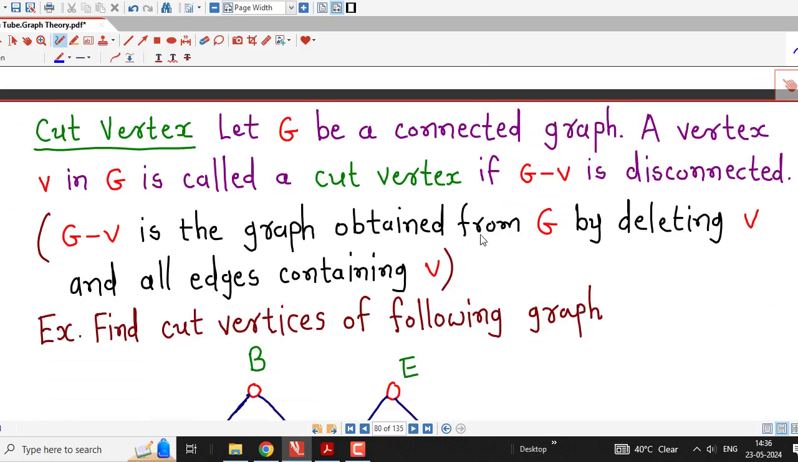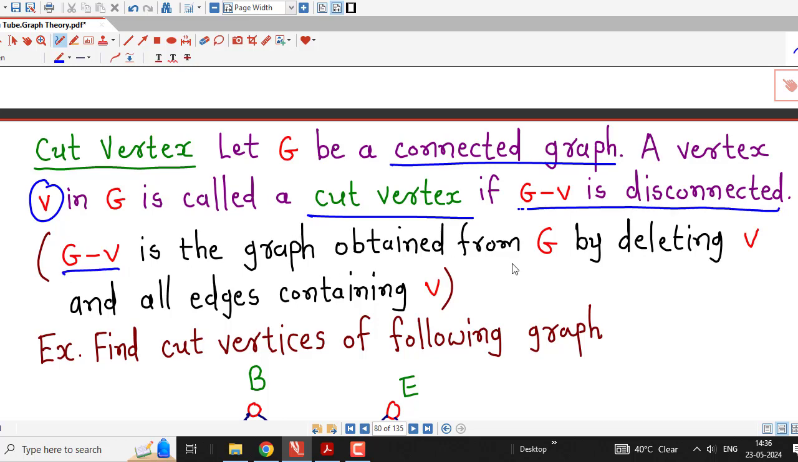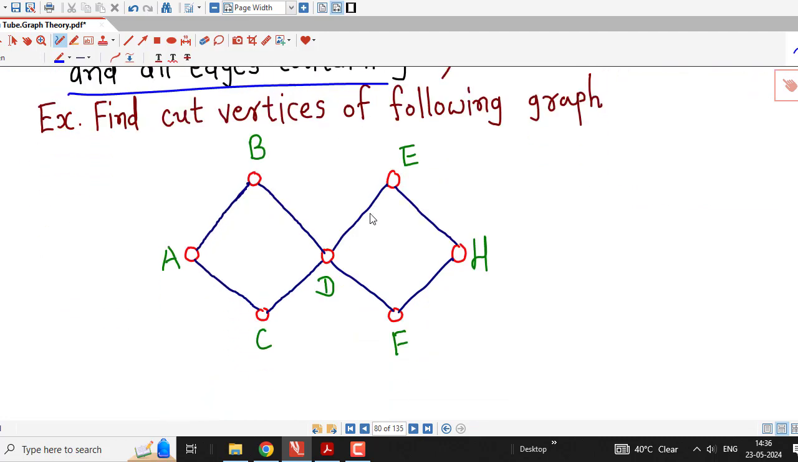Some authors write the definition of cut vertex in this way also. They define cut vertex for a connected graph. Suppose G is a connected graph, then a vertex V in G is called a cut vertex if G minus V is disconnected, and G minus V is the graph obtained from G by deleting vertex V and all edges containing V.